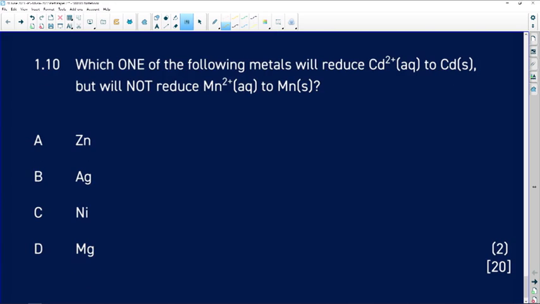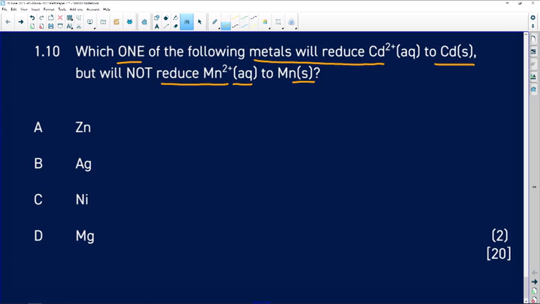on electrochemistry. It says which one, just one, not two, of the following metals will reduce Cd2+ to Cd solid, so moving from aqueous to solid, but will not reduce Mn2+ aqueous solution to solid. Let us look at our options now. What we need to do here is look at our table of standard potentials. If we look at that table, we'll definitely get our answer. If we look at Mg, Mg is going to reduce both Cd and Mn, because compared to Mn, it is a reducing agent. Compared to Cd, it is also a reducing agent.